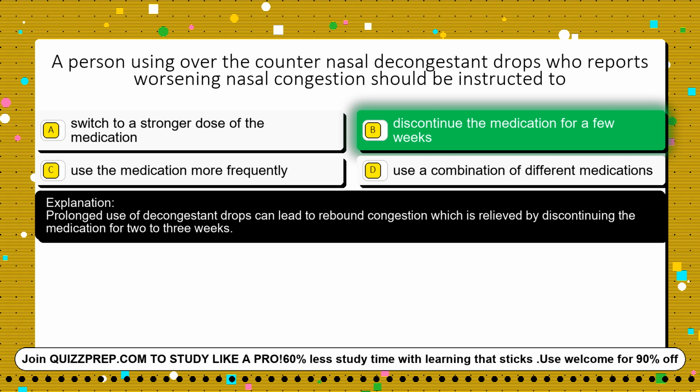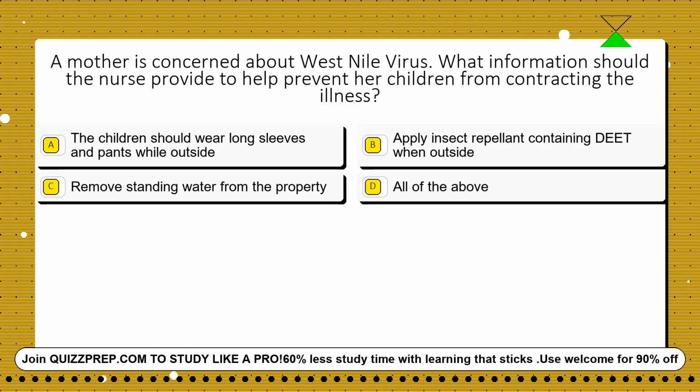Question 4. A mother is concerned about West Nile virus. What information should the nurse provide to help prevent her children from contracting the illness? Option A, the children should wear long sleeves and pants while outside. Option B, apply insect repellent containing DEET when outside. Option C, remove standing water from the property. Option D, all of the above.